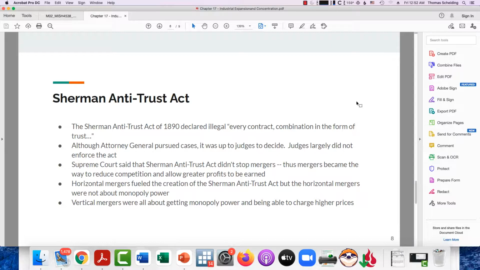Unfortunately, it was the judges that had to decide how to enforce it, and the judges largely did not enforce the Sherman Antitrust Act. And the Supreme Court even went as far as to say that even if we did do anything about the Sherman Antitrust Act and got rid of trusts, this doesn't extend to mergers. So mergers were not what you were going to do and what were going to replace trusts. Mergers were seen as a way to reduce competition and allow greater profits to be earned.